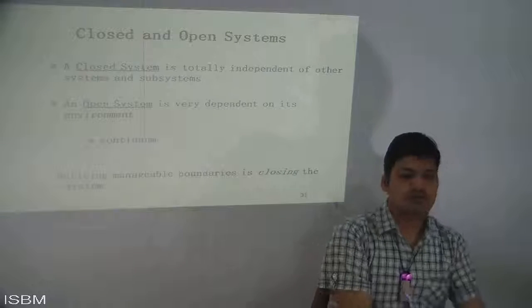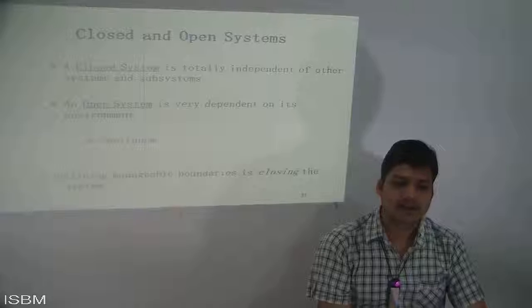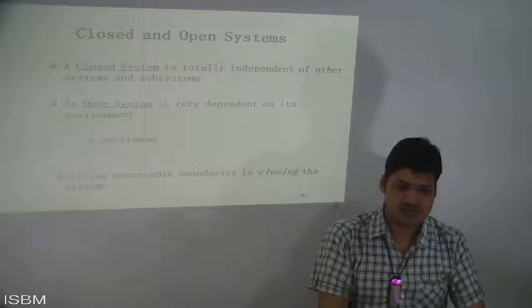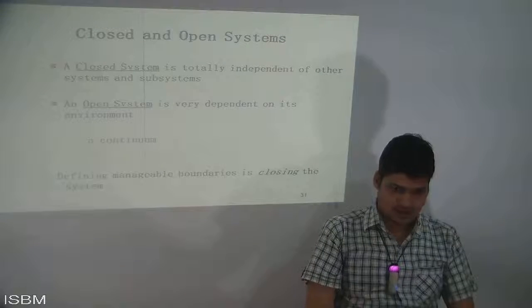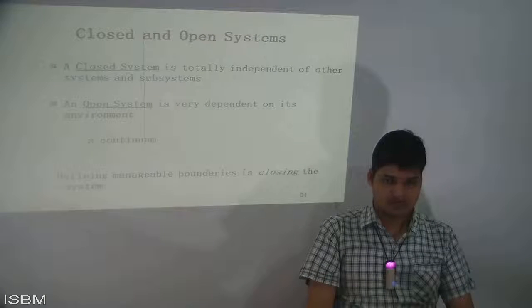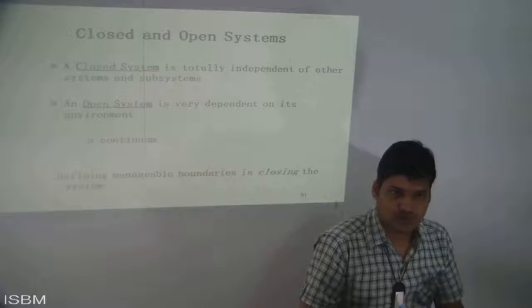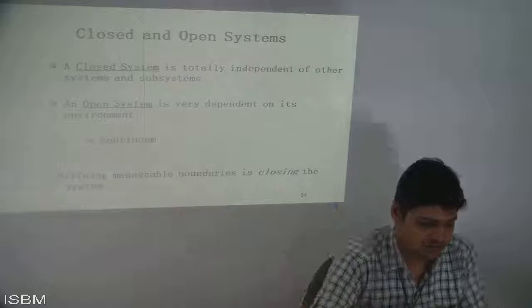So, closed and open systems. What is a closed system? What is an open system? A closed system is totally independent of other systems and subsystems. There is no dependency between the two systems, which is called a closed system. Closed systems are independent of each other.